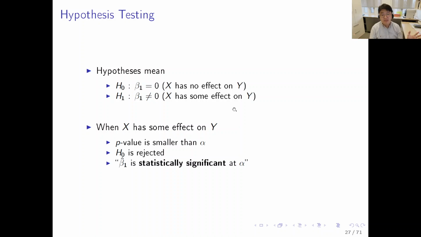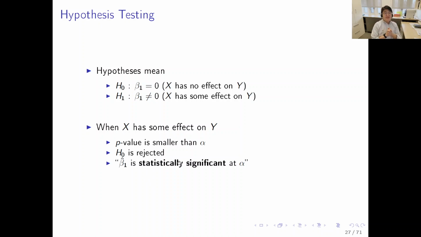You're happy to reject the null hypothesis because the null hypothesis means your model is useless. X has no effect on y. And this is what you wanted. And when you reject the null hypothesis, we say that beta is statistically significant, right? The p-value is smaller than the significance level, so your null hypothesis is rejected. So when you reject it, your estimator is statistically significant, in other words, statistically different from zero, which is a good thing, which is what you want.